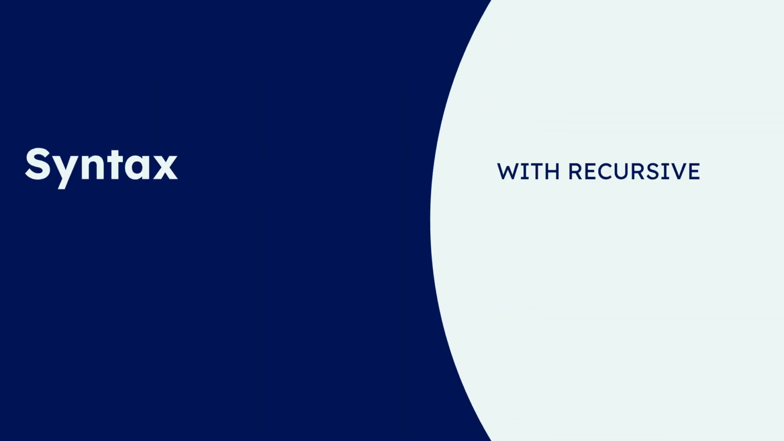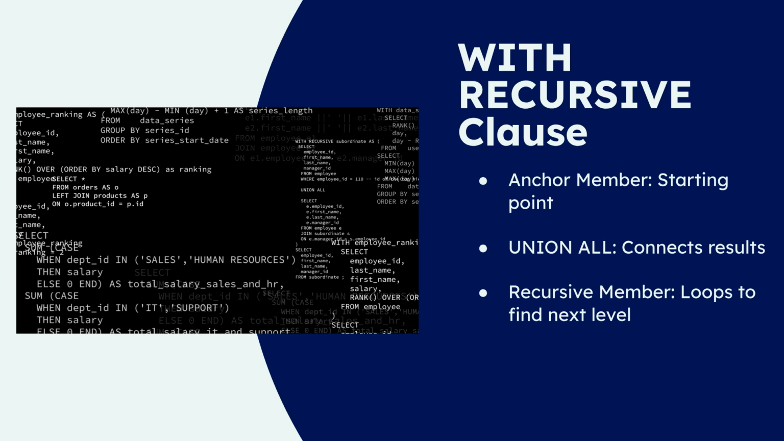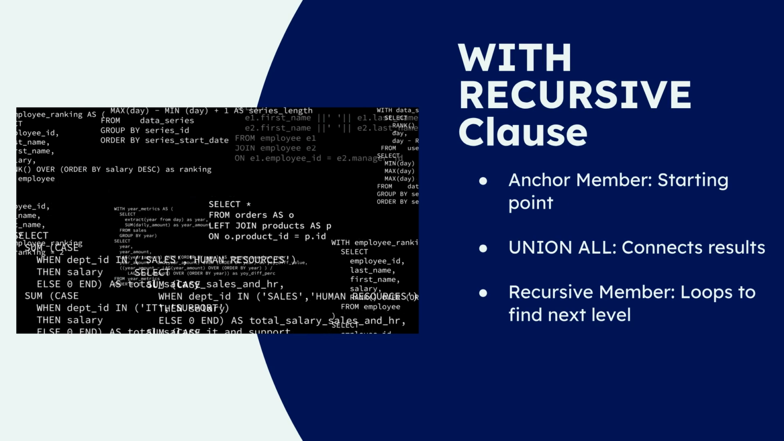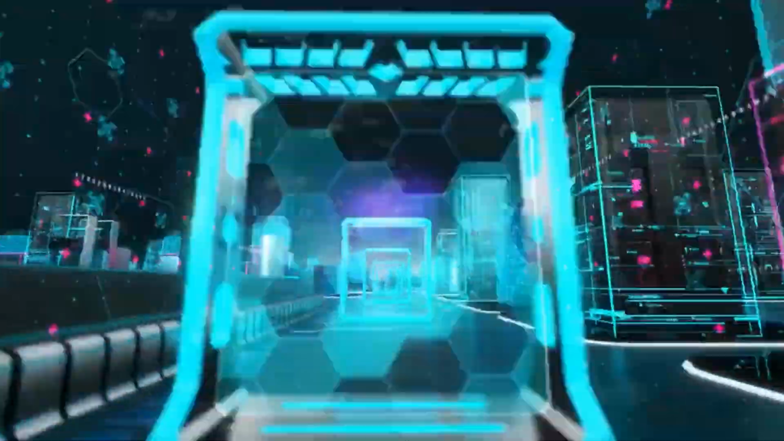The special keyword to initiate a recursive query in PostgreSQL is WITH RECURSIVE. This clause consists of the anchor member, the UNION ALL, and the recursive member. The query automatically stops when the recursive member yields no new rows. Here's a look at the basic SQL structure you'll use.